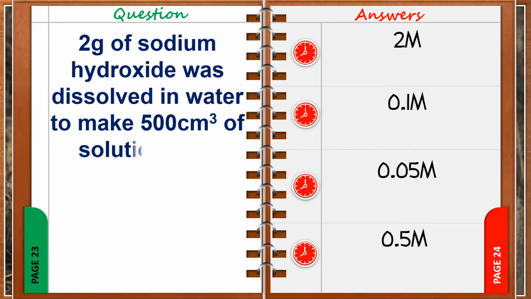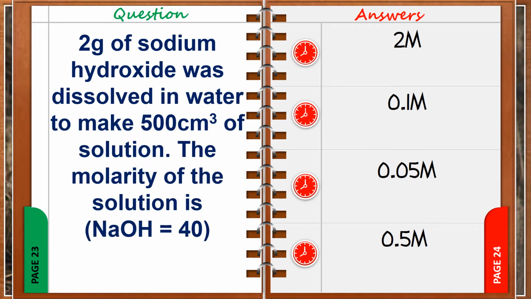Two grams of sodium hydroxide was dissolved in water to make 500 cubic centimeters of solution. Given that sodium hydroxide equals 40, the molarity of the solution is 0.1 molar.